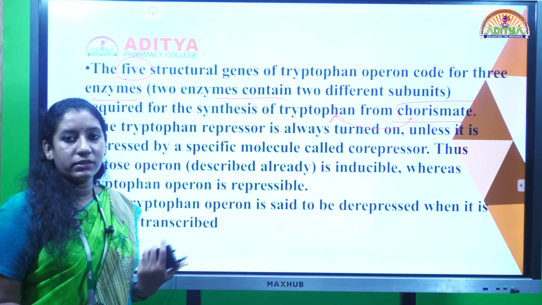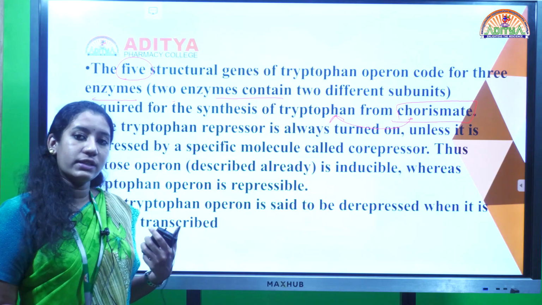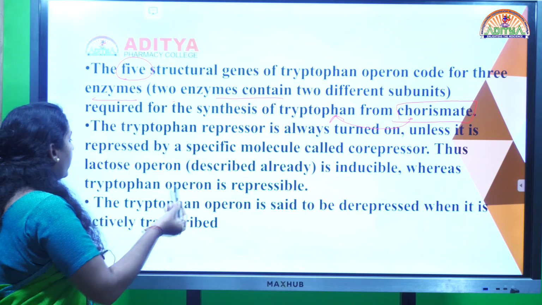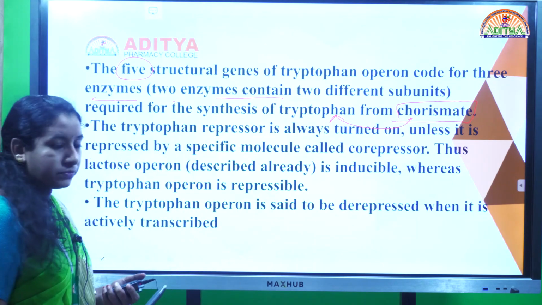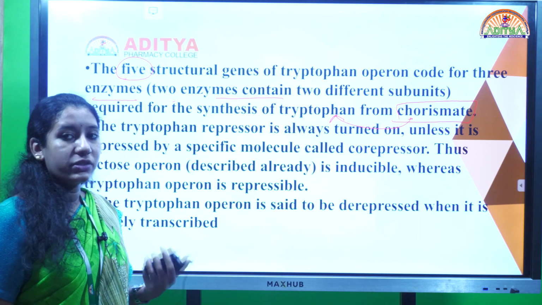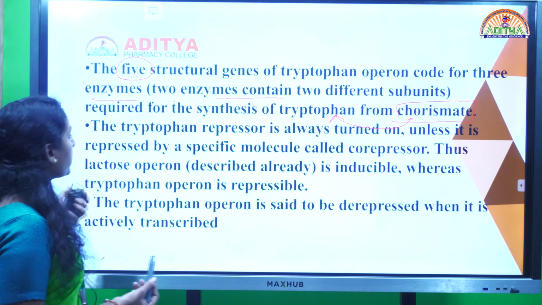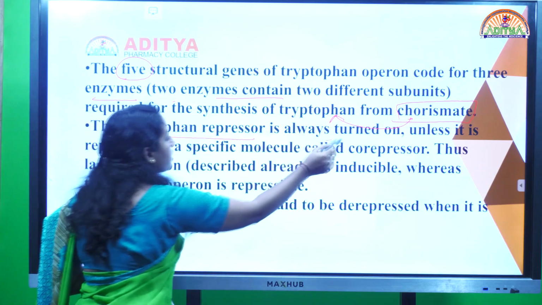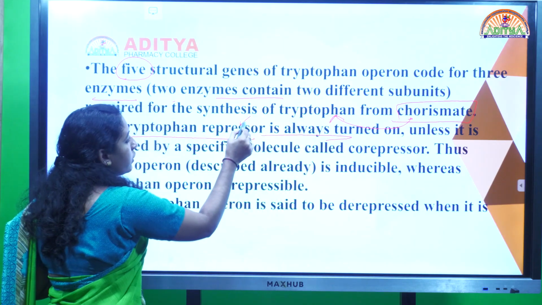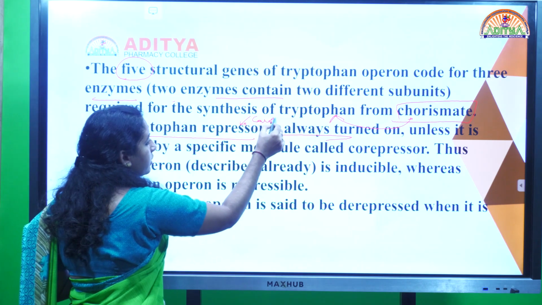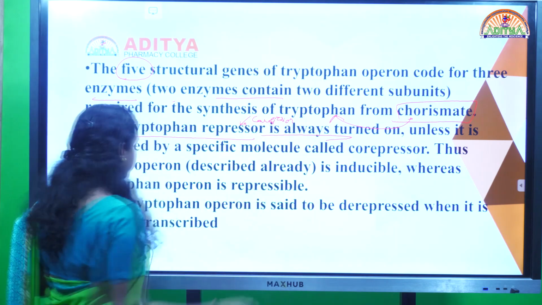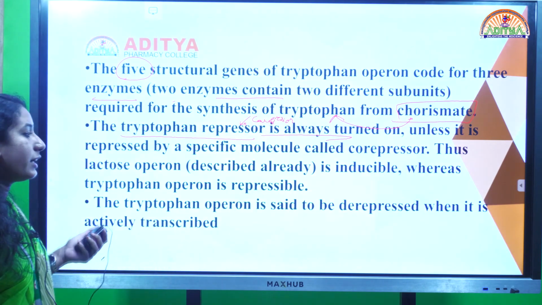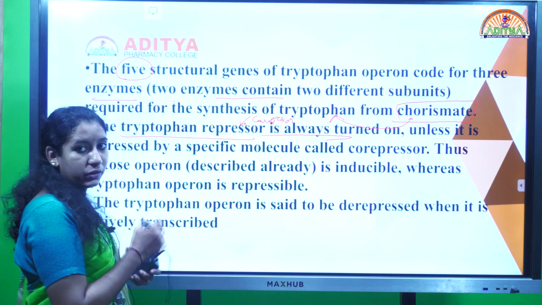Next, the tryptophan repressor unit is always turned on unless it is repressed by a co-repressor. In the lac operon, what we have seen is that it is inducible, whereas the tryptophan operon is repressible because the tryptophan repressor unit is always turned on. So this repressor will be turned off in the presence of a co-repressor. Here the tryptophan operon is said to be de-repressed when it is actively transcribed.